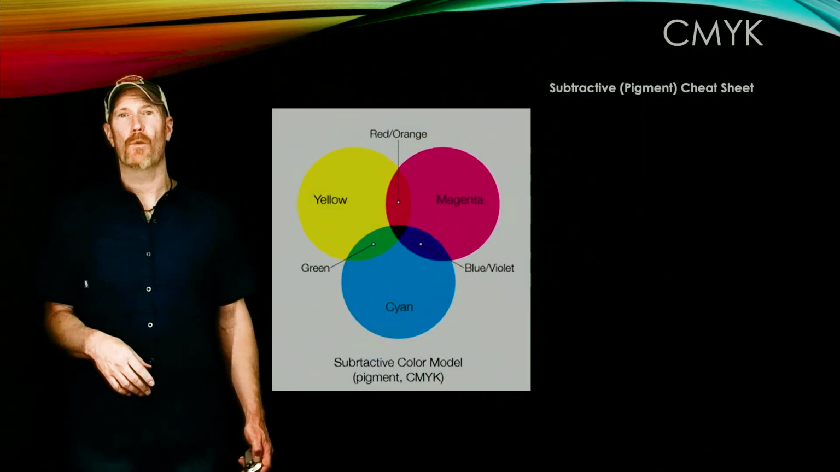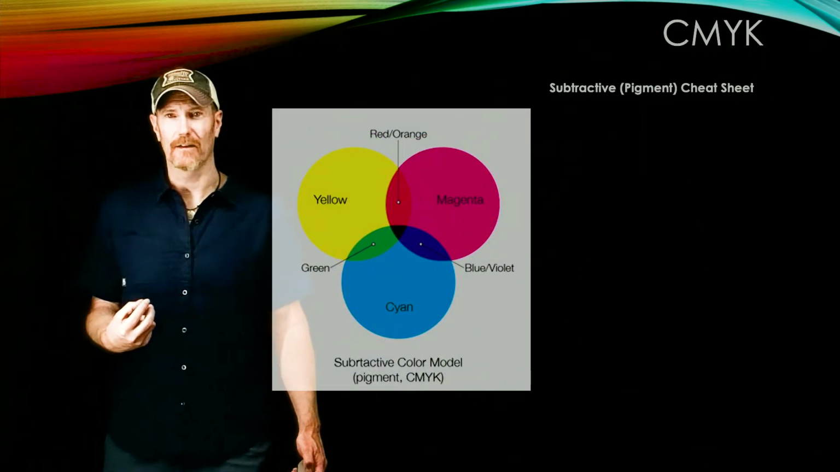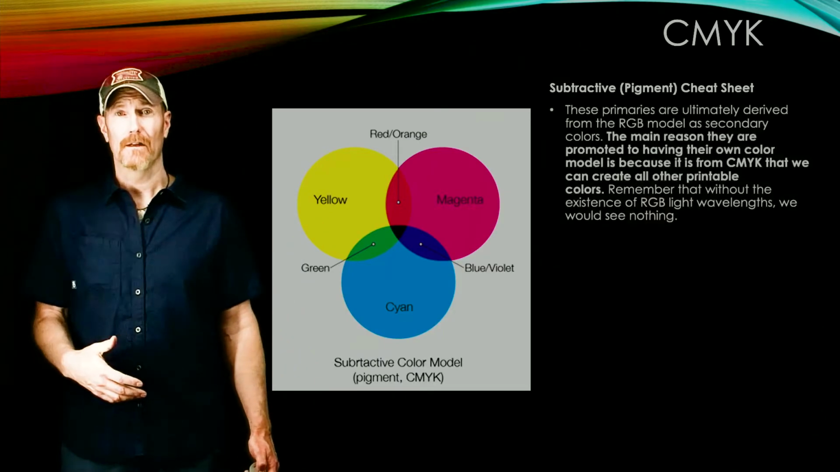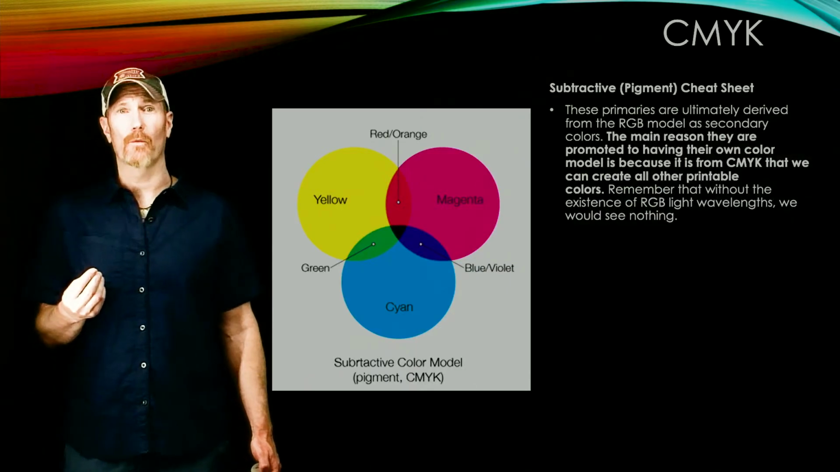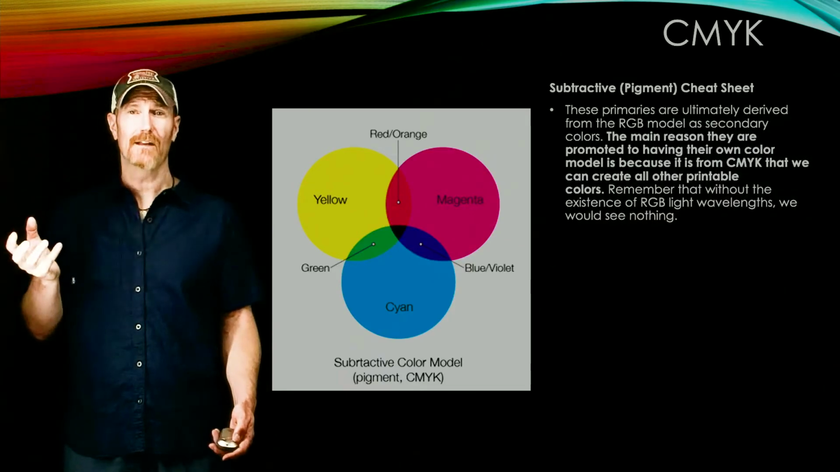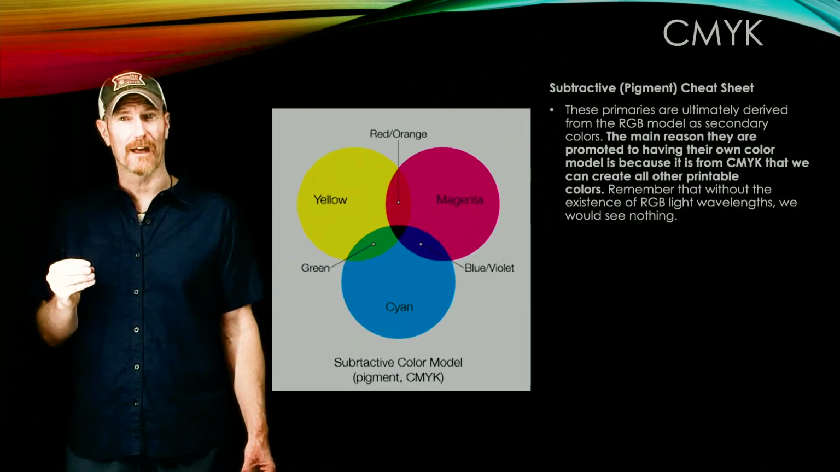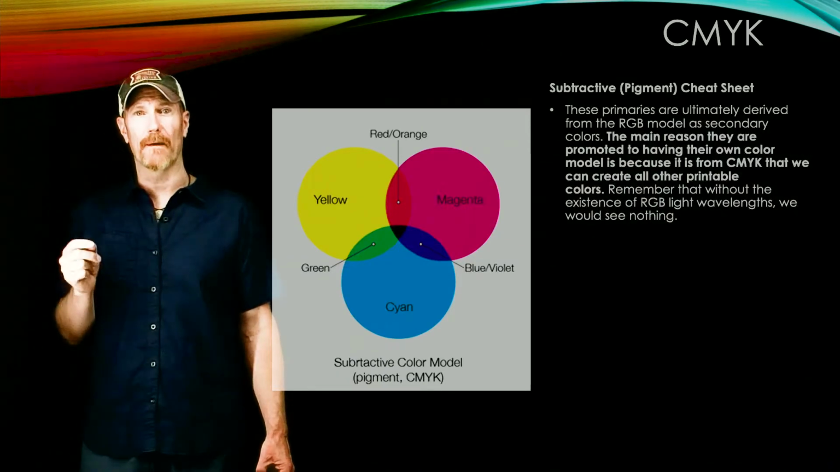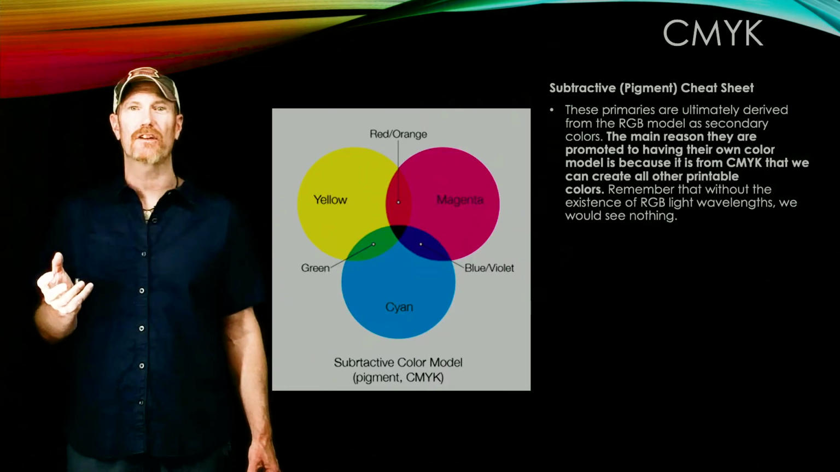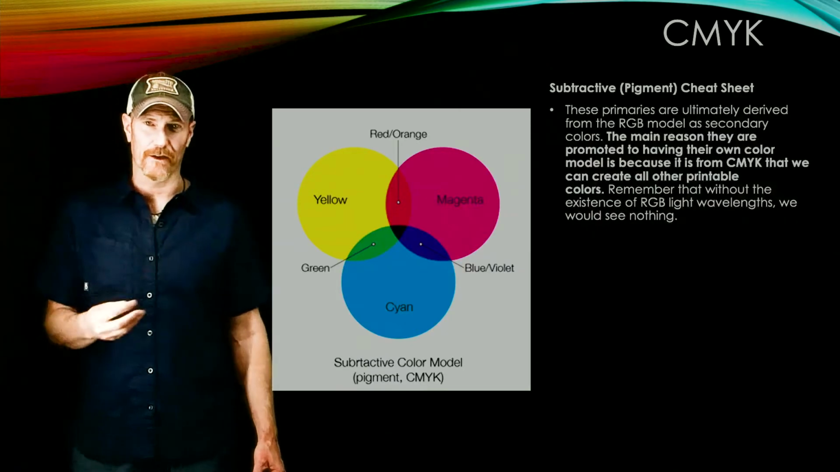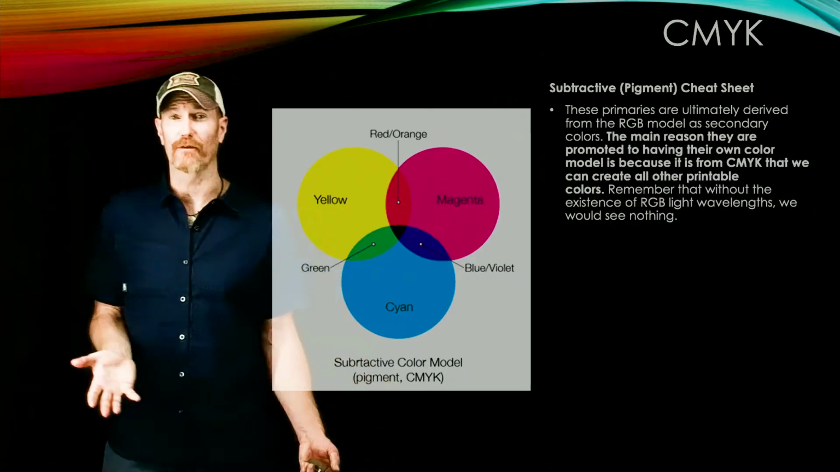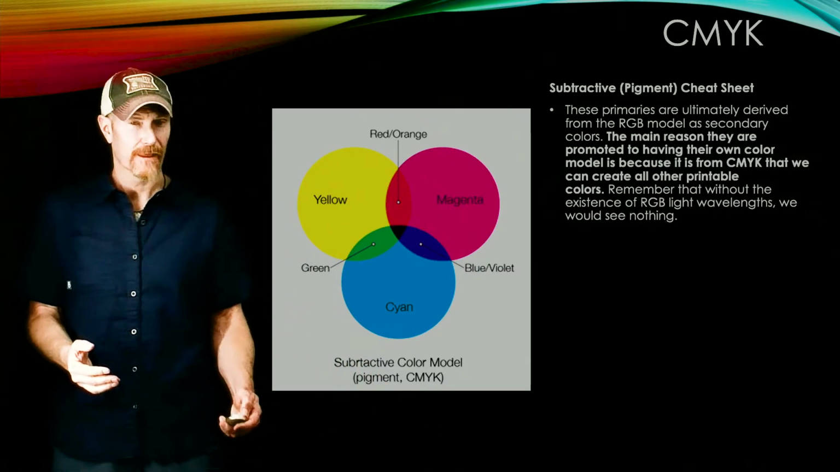All right, CMYK, subtractive pigment. This is when we're making it and our background is white, right? So these primaries were derived from RGB because that's what our eyes see and that is what is in light, or it's part of what comes out of natural light from the sun. But the main reason that they're promoted for their own color model is because it's much easier for us to mix all the other colors based on adding pigments in a printable surface, right? Or onto a printable surface.